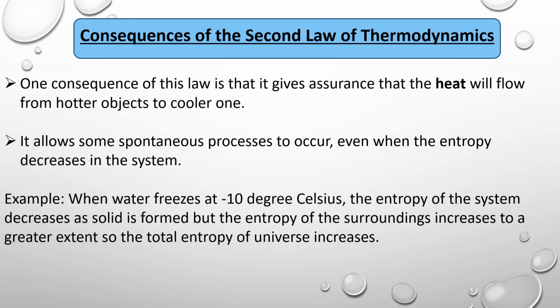Consequences of the second law of thermodynamics. One consequence of this law is that it gives assurance that heat will flow from hotter objects to cooler ones. It allows some spontaneous processes to occur even when the entropy decreases in the system. For example, when water freezes at minus 10 degrees Celsius, the entropy of the system decreases as a solid is formed, but the entropy of the surroundings increases to a greater extent, so the total entropy of the universe increases.